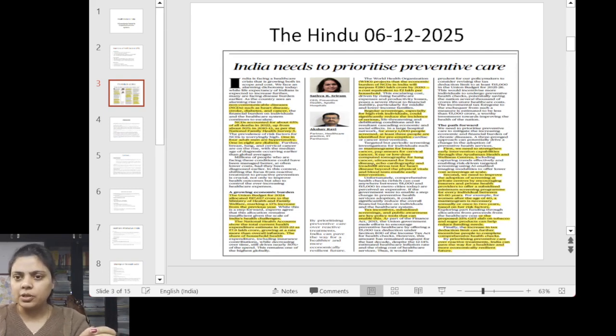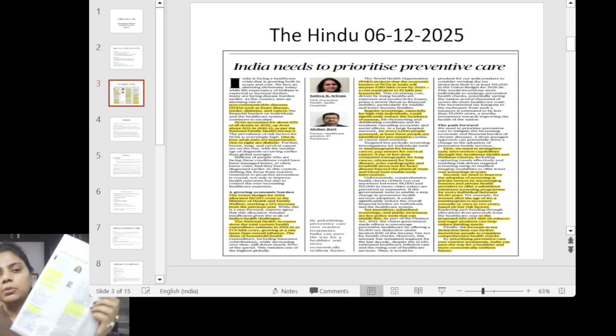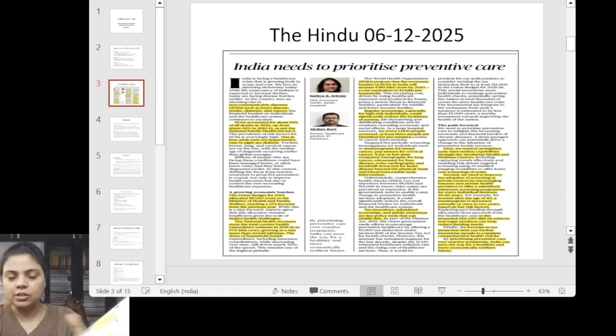So this point, if you could see, is very important. And why it is important: if you could see the title, it says India needs to prioritize preventive care. I also have the newspaper and I have highlighted it here. It has given certain screening investigations, or the equipment through which screening is done for certain kinds of diseases.